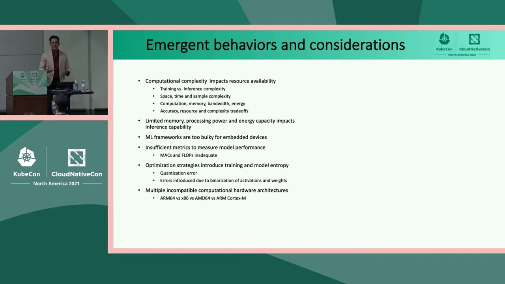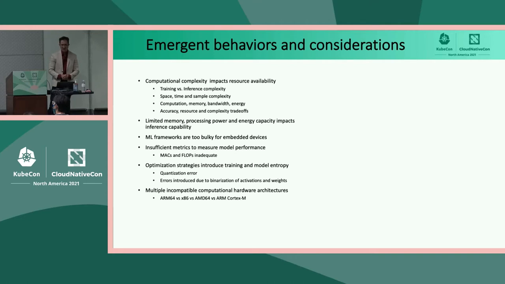The first thing that we see, as soon as we start to think about bringing machine learning to edge devices or embedded devices, is the computational complexity of running machine learning on embedded or resource-constrained devices. It is a big challenge. Most machine learning frameworks are just too bulky to run on embedded devices. And we also see that there are insufficient metrics to measure the performance of a machine learning algorithm.